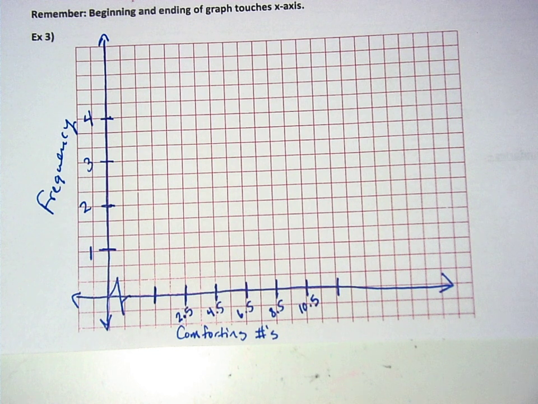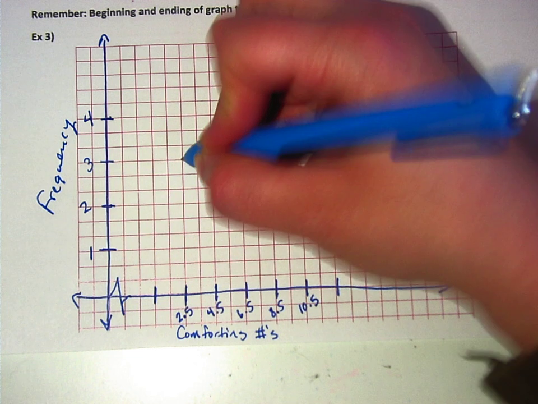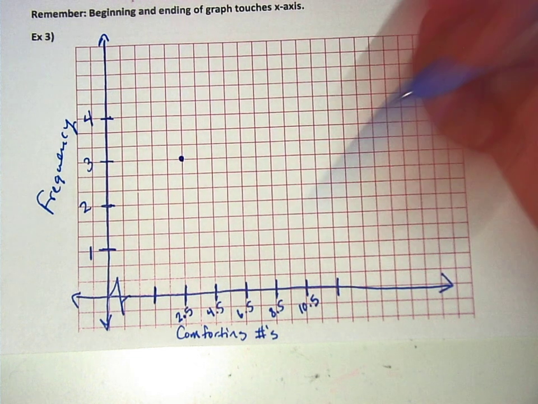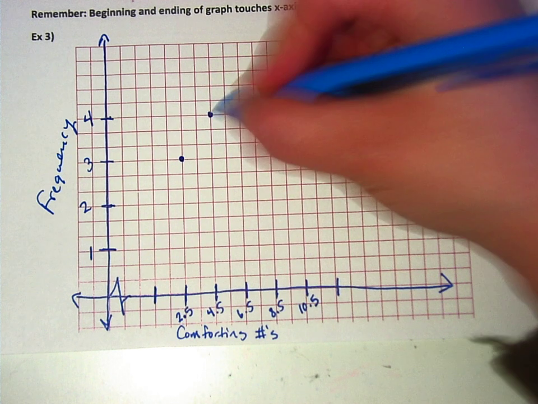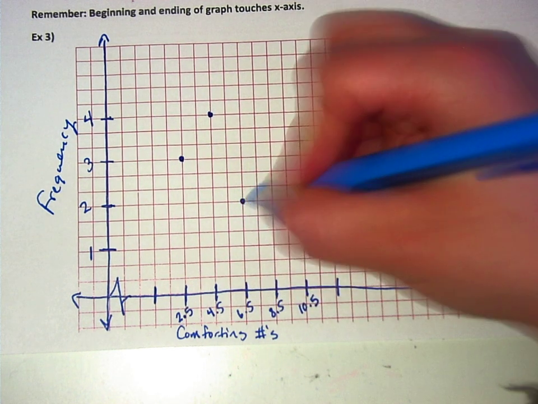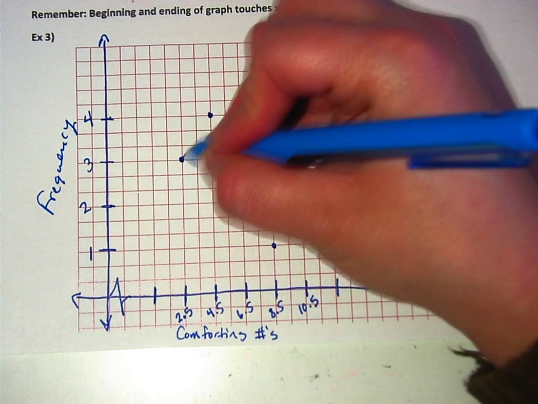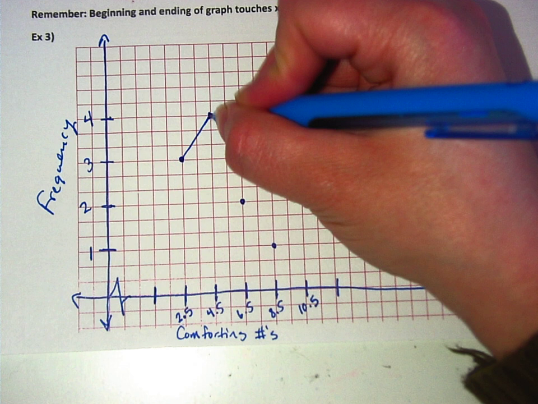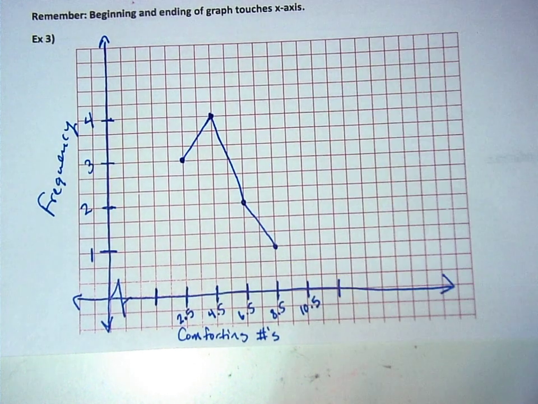And I'm going to start to plot these frequencies. So the first one was 3. The next one was 4. And then 2. And then 1. We're going to connect them like a line graph. If you're smart, you've got a ruler like Nathan. And if you're like me, you got some bendy lines.